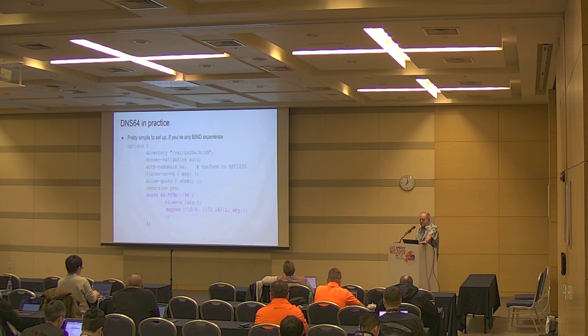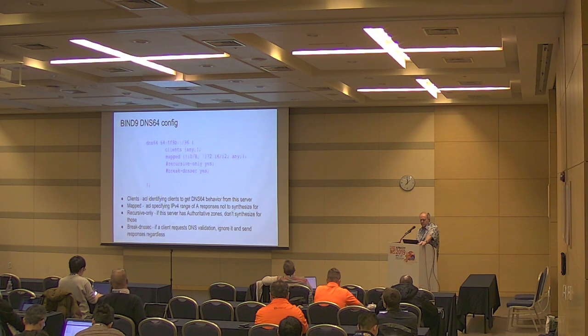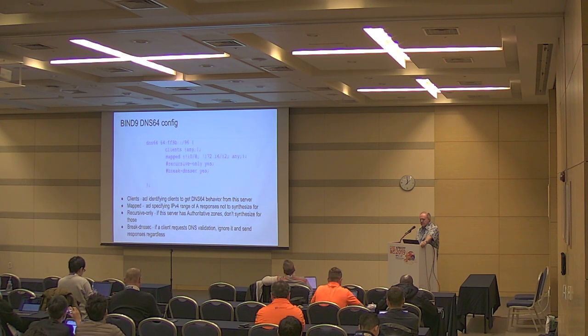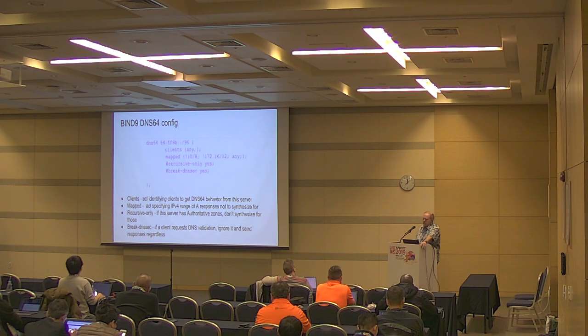So here's the purple part, pretty much everything you have to put in your named.conf options to enable DNS64. There are several keywords, and I've put the important ones on the slide. Clients means an ACL identifying clients that get DNS64 behavior from this server. So you can control who gets a DNS64 response by what the source address is. There's mapped, which is an ACL specifying IPv4 range of A responses not to synthesize for. Recursive only: if this server has authoritative zones, if this is like your main name server where you're serving out authoritative zones, then you can tell it not to synthesize for those, or you might tell it to synthesize for those. And then there's a break DNSSEC command, which is if a client requests DNS validation, ignore it and send it responses regardless.